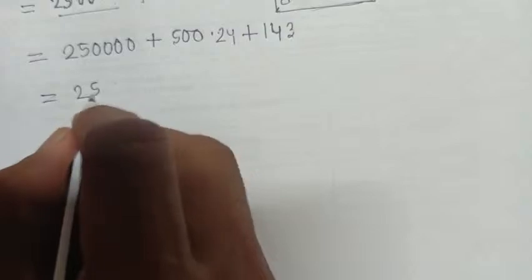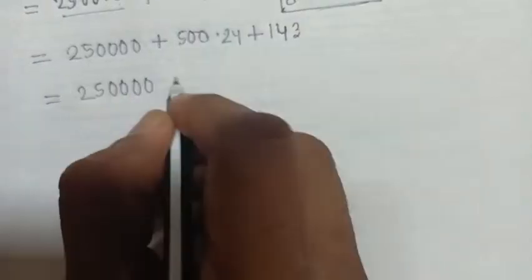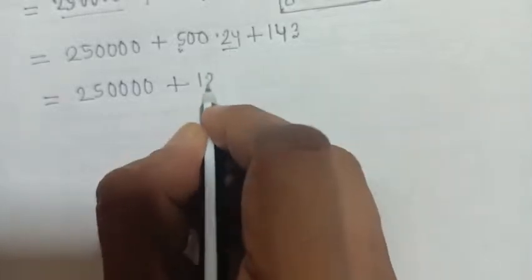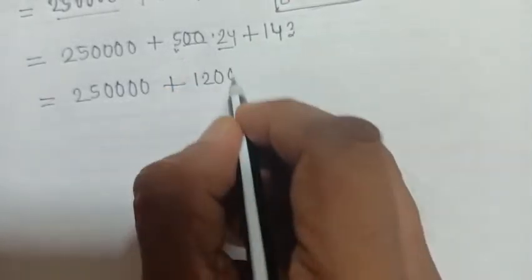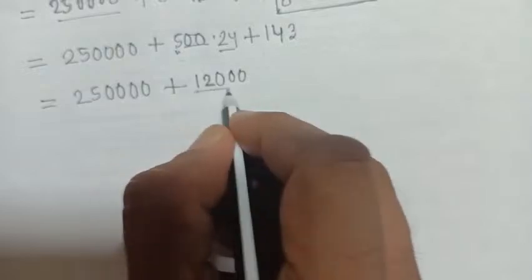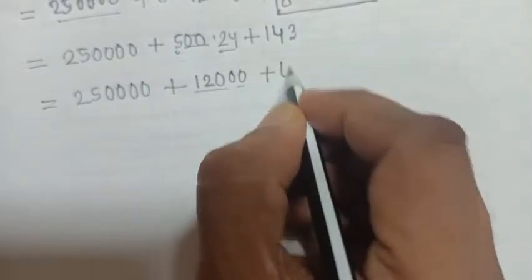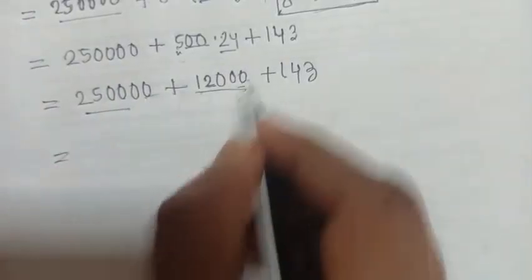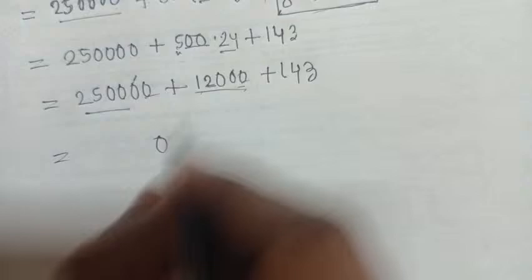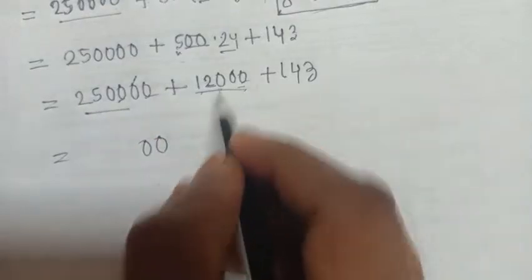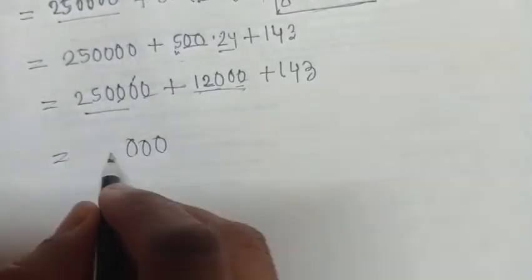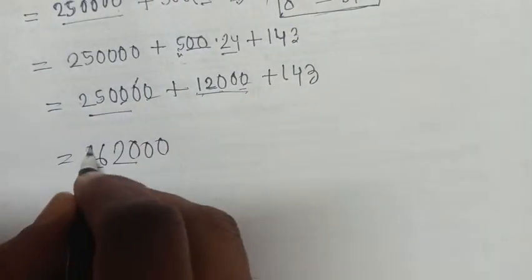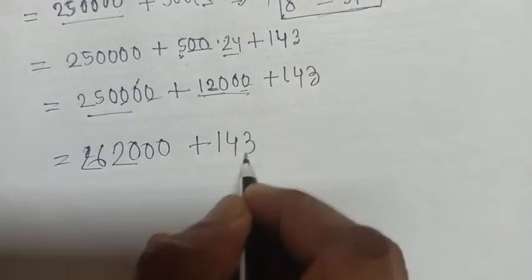Now we are writing the same: 250000 plus, if we multiply these two, we get 120, and this 20 will be beside here, so we get 12000. Now 143. Now we are going to add this to one. We get 0, 0, this 0 and this 0, the 0, 2, 1 and 5, 6, and these 2 only, plus 1, 4, 3.